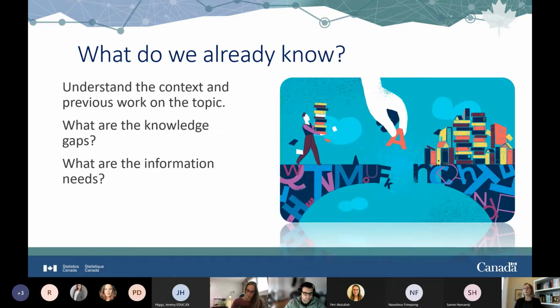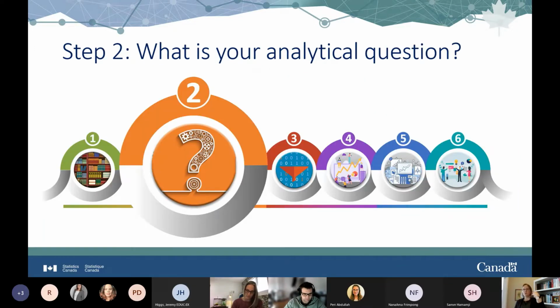So when we've done that literature review, right, when we understand the broader context around the topic, we're now ready to write down or identify or settle on an analytical question, right? Doing analysis or doing research is not a big fishing expedition. You don't throw your line into a database and hope to catch something interesting, right? It's purposeful, it's intentional. So the next step, the second step, is to define your analytical question.